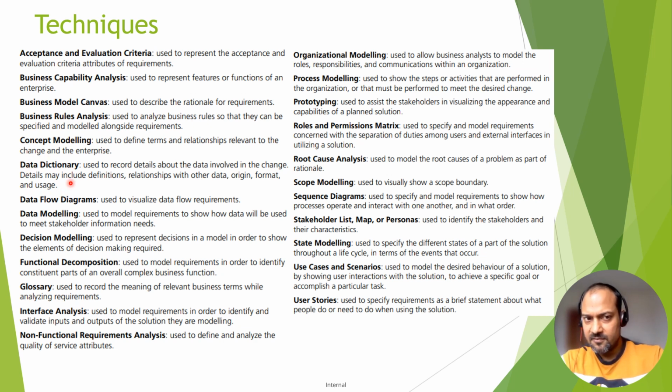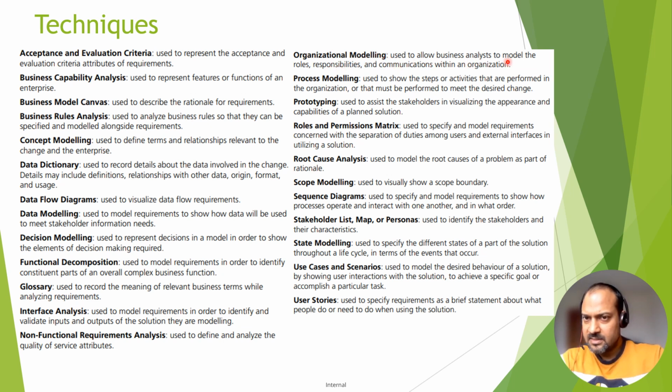So remember, in data and info, we have talked about data dictionary, data flow diagram, data modeling, glossary, interface analysis, right? Then we have discussed in models different ones like root cause analysis. Then in activity flow, we have discussed user stories, use case scenarios, right? In people and matrices, stakeholder list, map, or personas, right? So different ones like organization modeling, we have also seen this one.